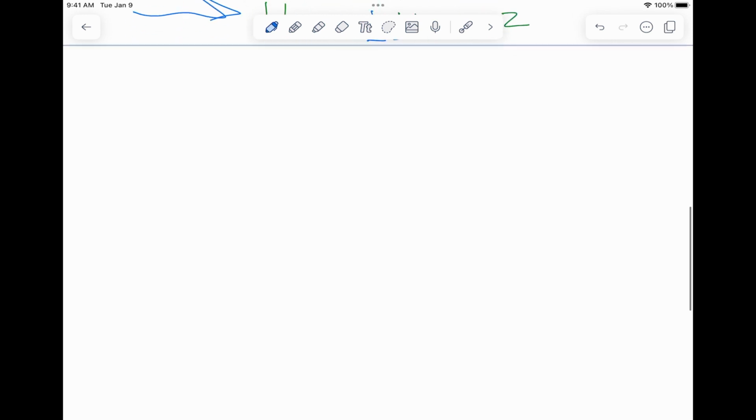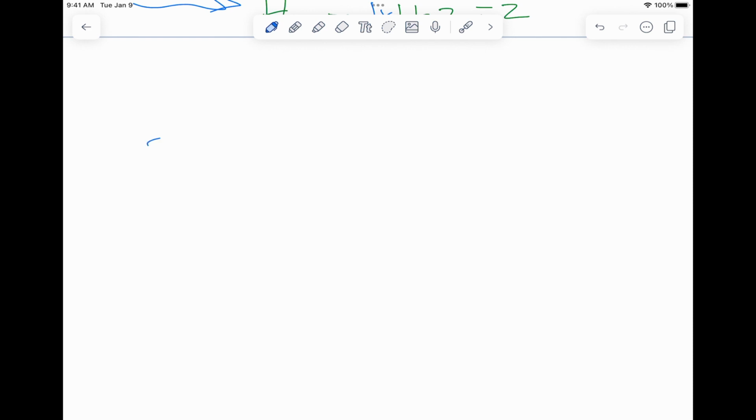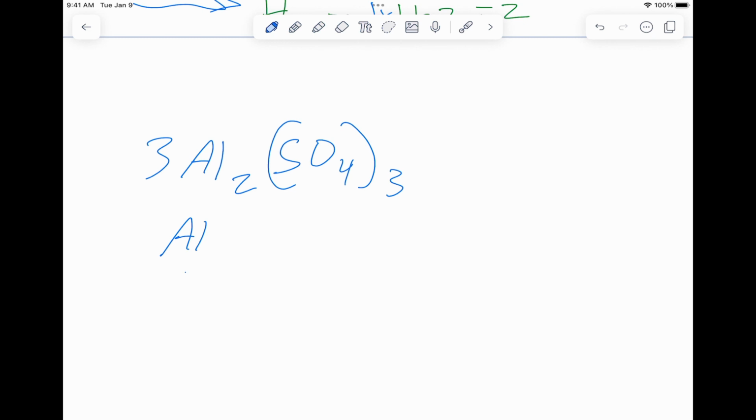Let's go on to the next one. So here I have a 3 with the aluminum, which has a 2, and I have SO4 in parentheses, and then a 3 behind that. Now, if you can do this one, you can do any of them, because this is about as complex as it can possibly get. So we have aluminum, sulfur, and oxygen. And again, we have 3 groupings of this, so that 3 is going to multiply to the aluminum, the sulfur, and the oxygen.